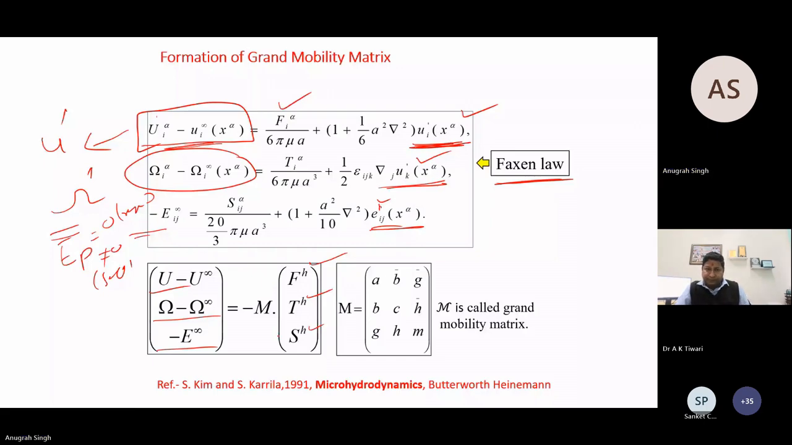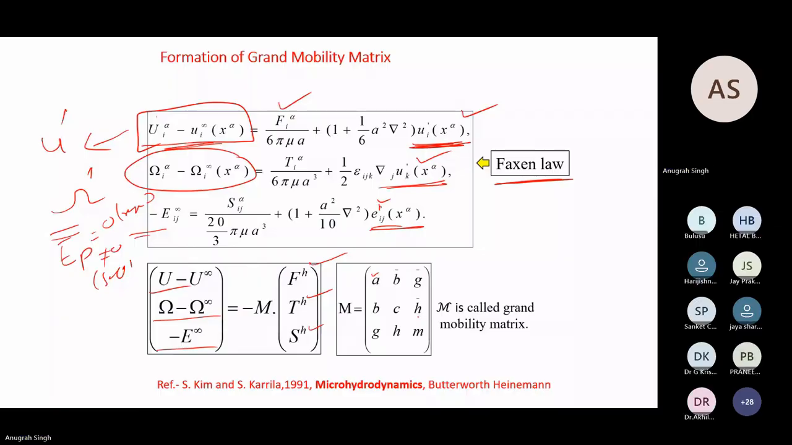It will have A, B, G. Again, these are not scalars, I mean, they are not constants. They can be of first order, second order, third order, fourth order. So A will relate U to F. B will relate U to torque. G will relate velocity to the stresslet. Similarly, B transpose will relate angular velocity to the force. This will relate C, that means rate of deformation to the torque. And M will relate these two, the rate of deformation to the stresslet.